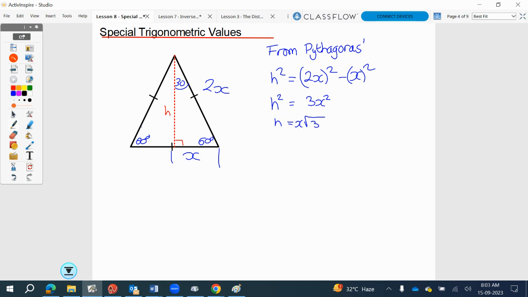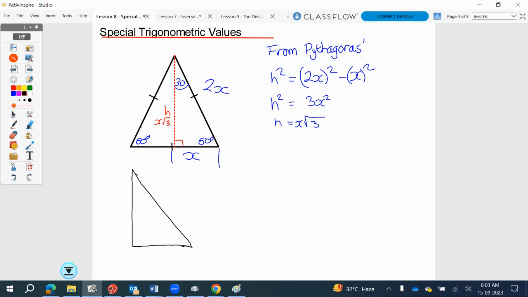So the length of the altitude or the height here is going to be x root 3, and it's any multiple of that. So we can define this triangle. This is a special triangle. From this, we get the special right triangle, which has certain ratios between the sides. So we create the ratios here. We don't need to know what the x value is.